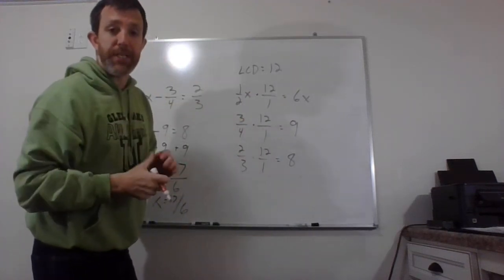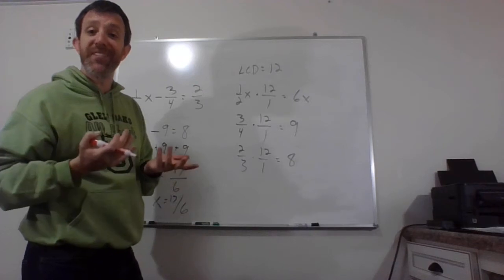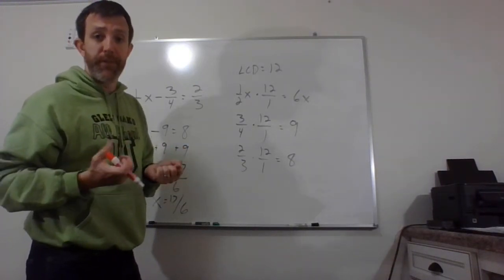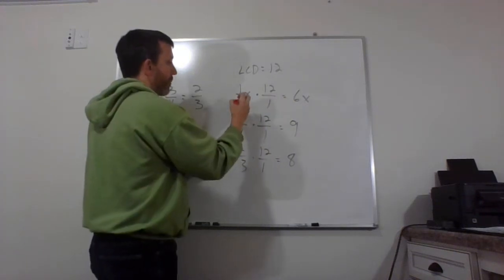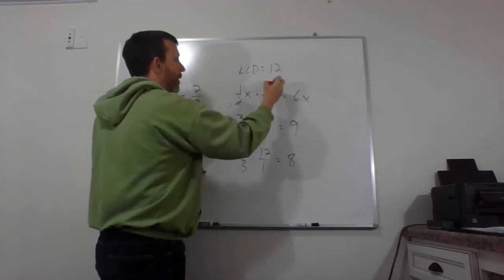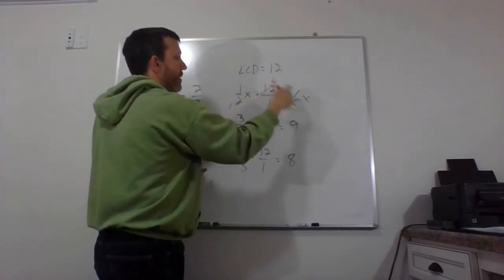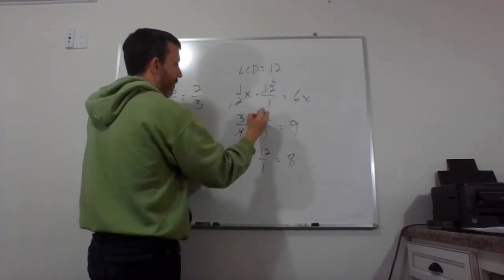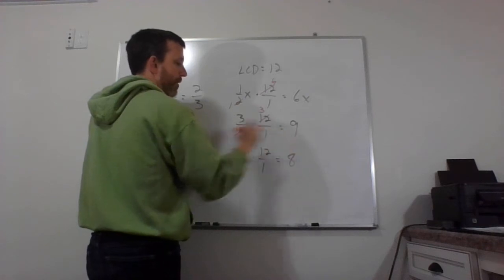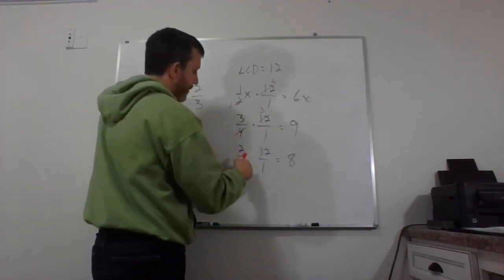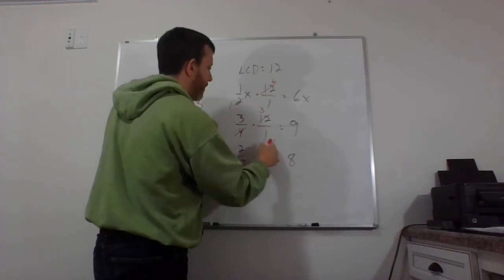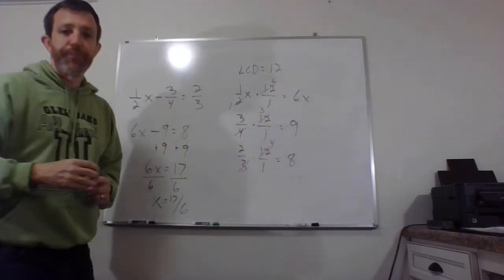So anyway, what happens? Well, the reason this is great is because since we're using a common denominator, that means 12 is divisible by all of the denominators that we already have. So 12 is divisible by 2. I can reduce that. I get a 1 there and a 6 here. 1 times 6 gives me 6x. Same thing here. It's divisible by 4. I get a 3. 3 times 3 is 9. Same thing here. 12 is divisible by 3. I get a 4 this time. 2 times 4 is 8.